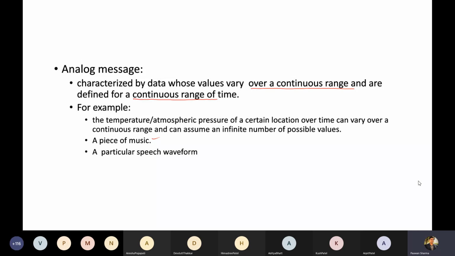A piece of music, like I said, is a raw audio signal where nothing is spoken. If you consider it as from an audio file rather than a message file, then that is an analog form of message. I hope you understand. Take a particular speech waveform: if you extract a part of it where you are only analyzing the frequency spectrum or other characteristics of that waveform, it is considered an analog message.